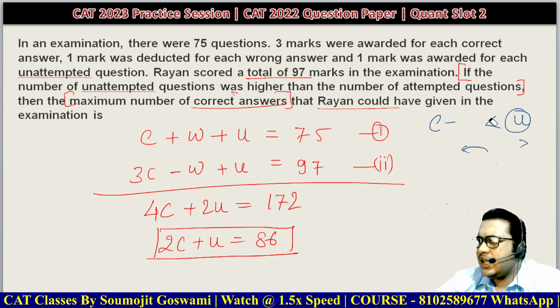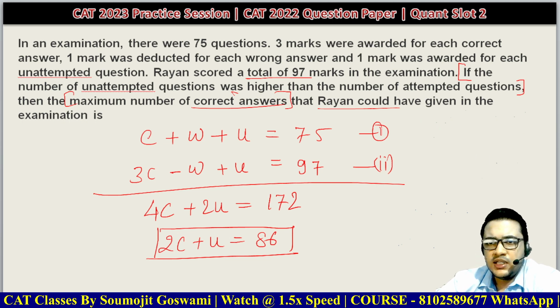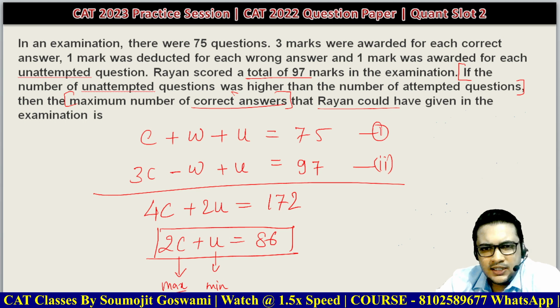And in any which case, you just have to tell me what is the maximum C that you can get. Now the idea is very clear to you: you have to minimize this quantity, and when you minimize U, you will eventually maximize C. Now did we not just calculate the minimum value of U? How much was it? It was 38. So let's just plug that in.